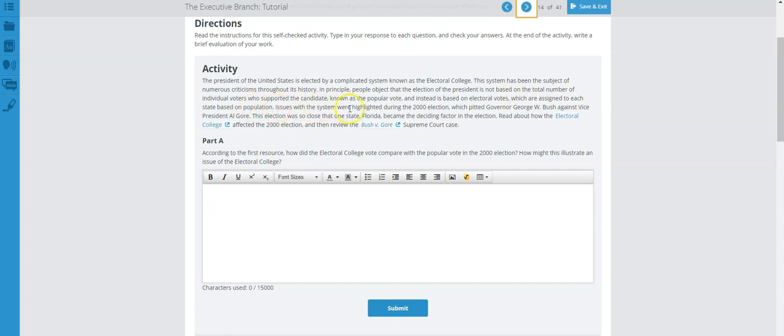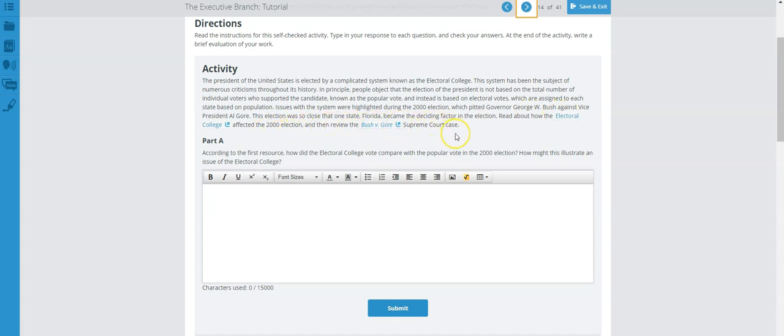Issues with the system were highlighted during the 2000 election, which pitted Governor George W. Bush against Vice President Al Gore. This election was so close that one state, Florida, became the deciding factor in the election. Read about how the Electoral College affects the 2000 election and then review the Bush v. Gore Supreme Court case.